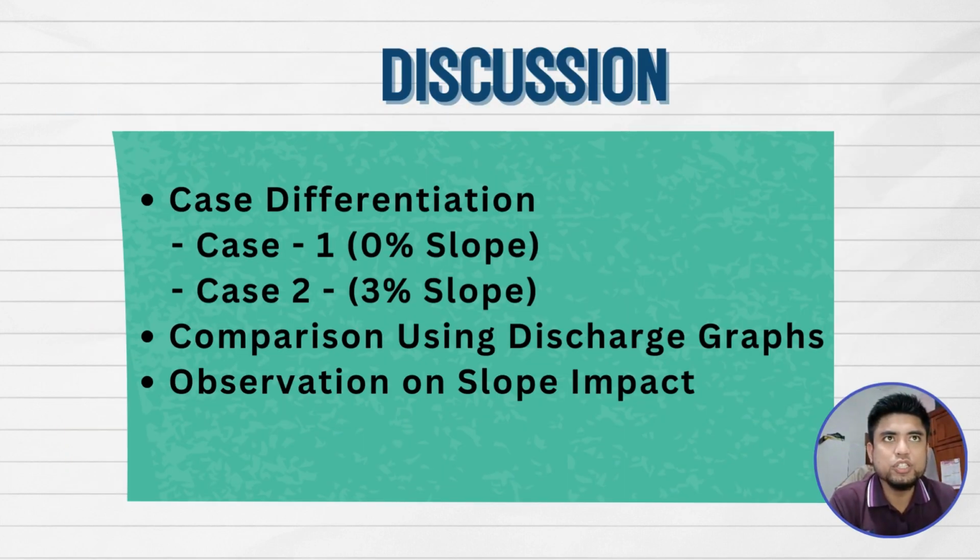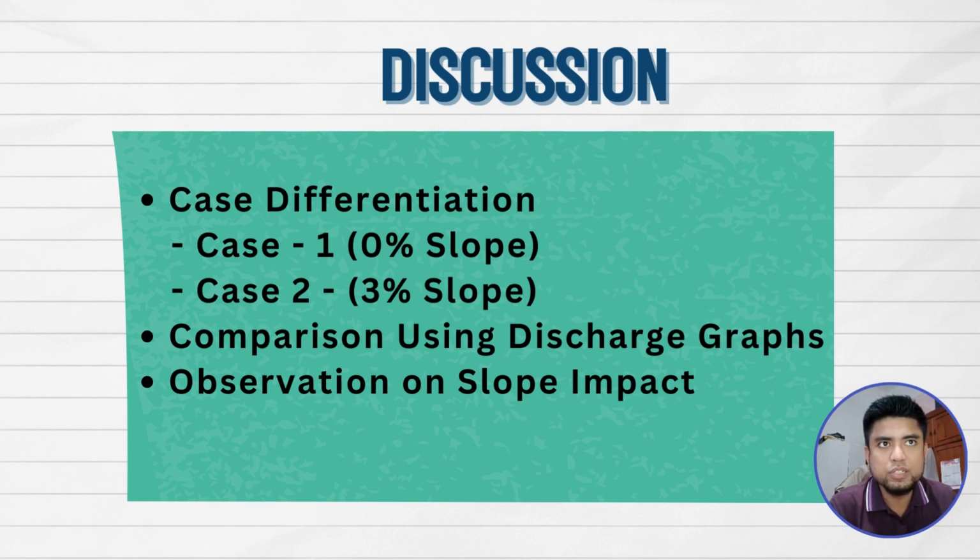Part of discussion: case differentiation. Case 1, 0% slope: the discharge value fluctuated in an unstable manner, and the reading gauge increased until 305 seconds, then returned to the initial value. Water level remained constant at 245 seconds with 36 mm.